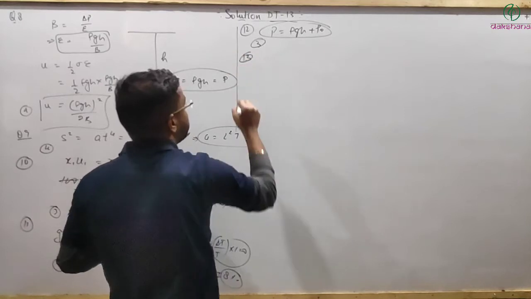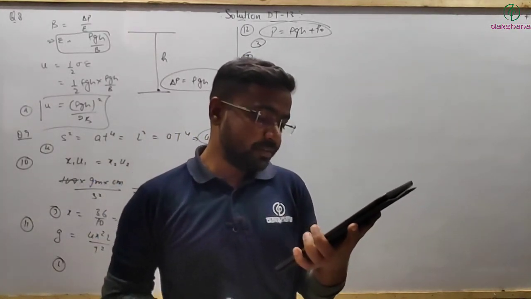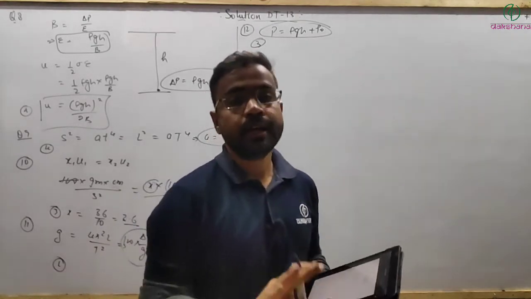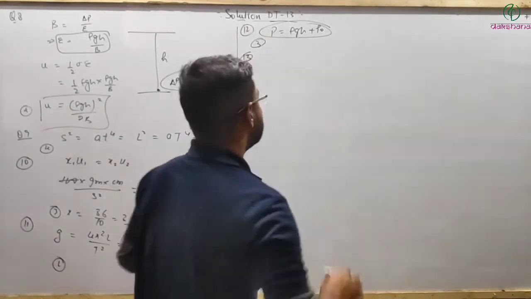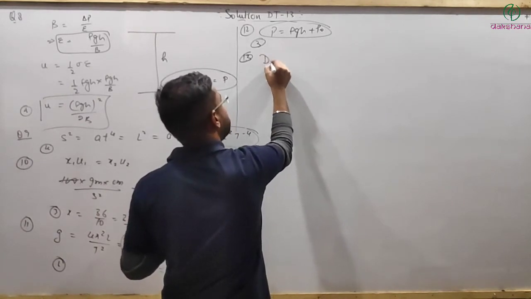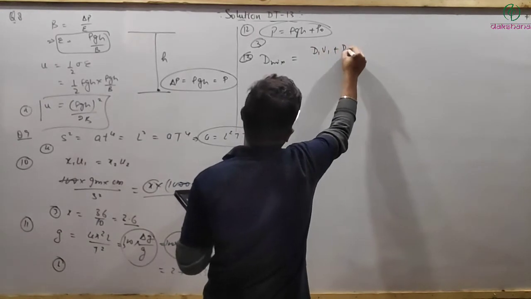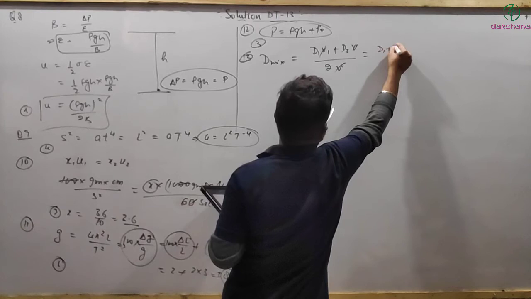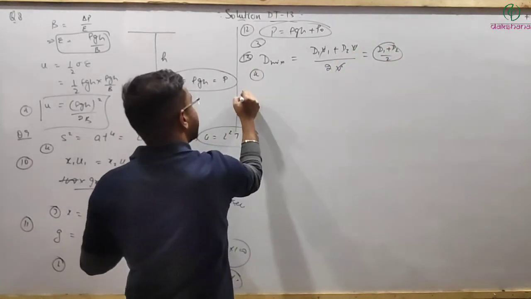Next, question number 13. Two different liquids have densities d1 and d2 respectively. If the same volume of both liquids is mixed together, then the density of the mixture is total mass divided by total volume. So d mixture equals d1 into v plus d2 into v divided by total volume. V cancels out, so d1 plus d2 divided by 2 is the density of the mixture, which matches option number 4. Next, question number 14.